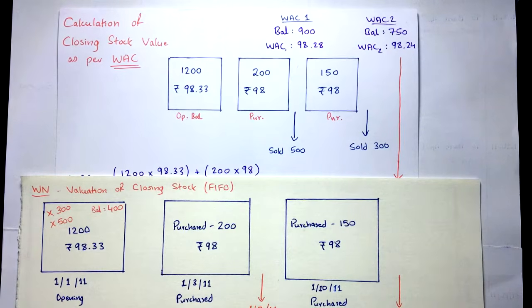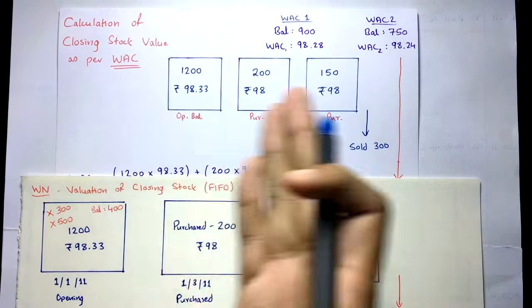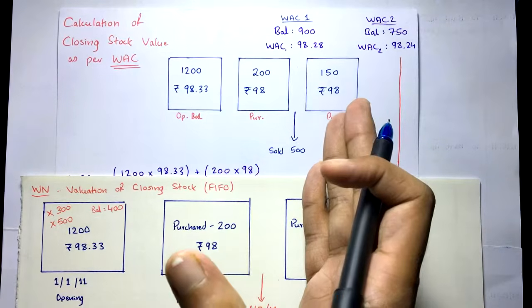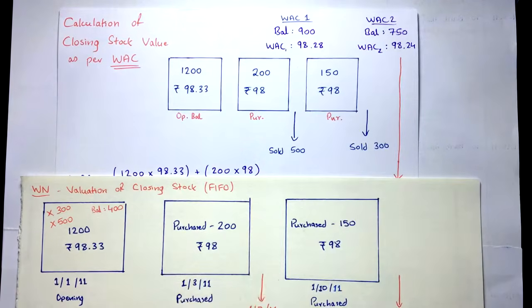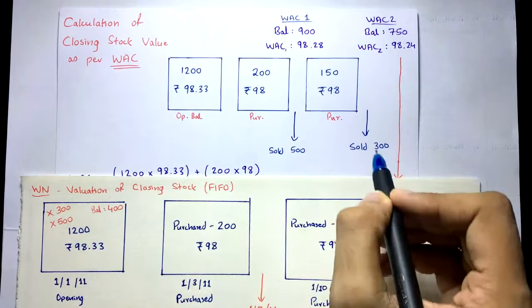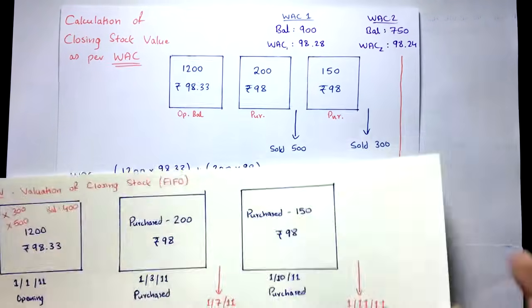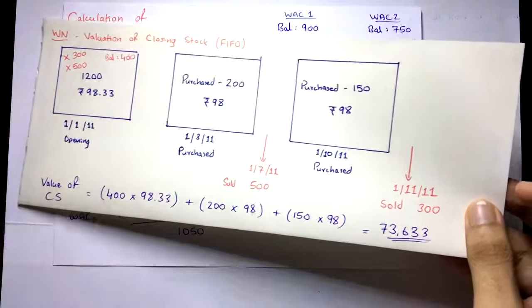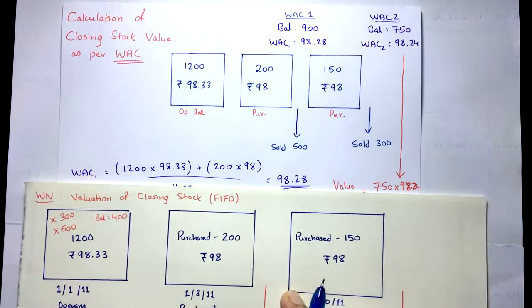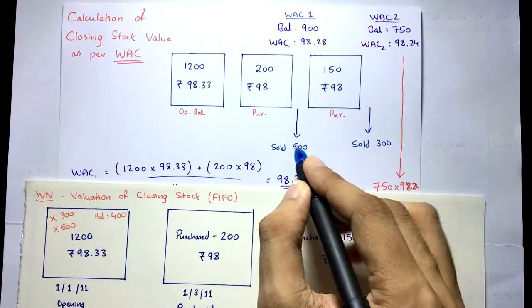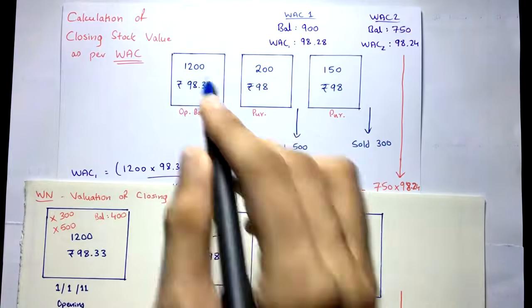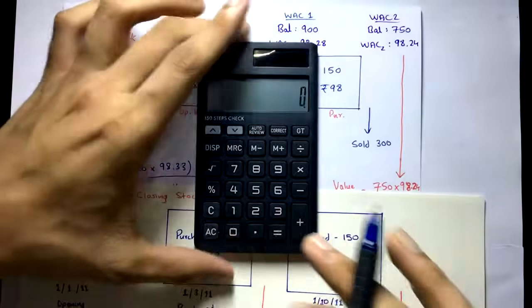So see, it's a very simple method. The same thing you have to do. Draw the boxes, opening balance, purchases in a proper date sequence. And draw the arrow marks wherever you have made sales, same like the FIFO. What have we done over in the FIFO? But here what you have to do, whenever you sell, you have to calculate how much is remaining. Whenever you sell, see here, you have to take it in total.